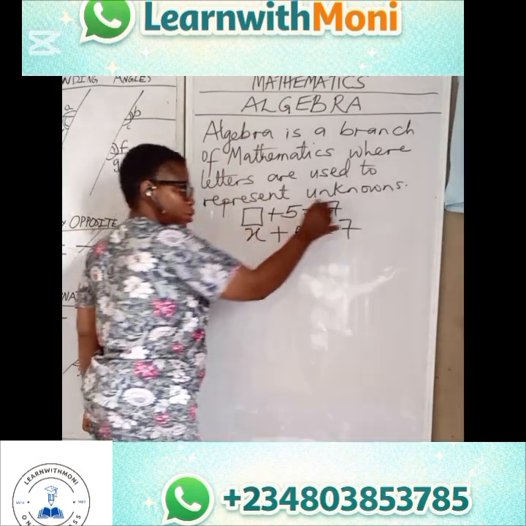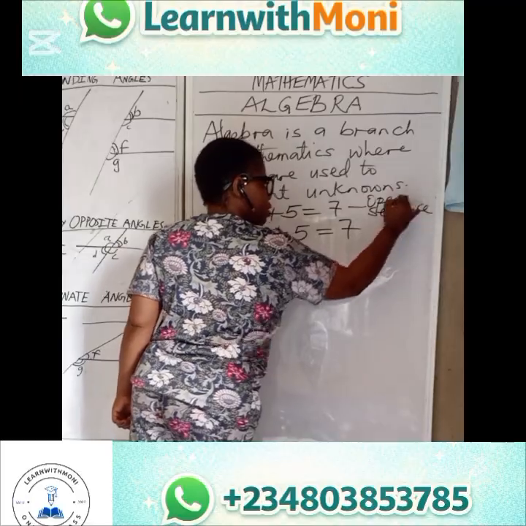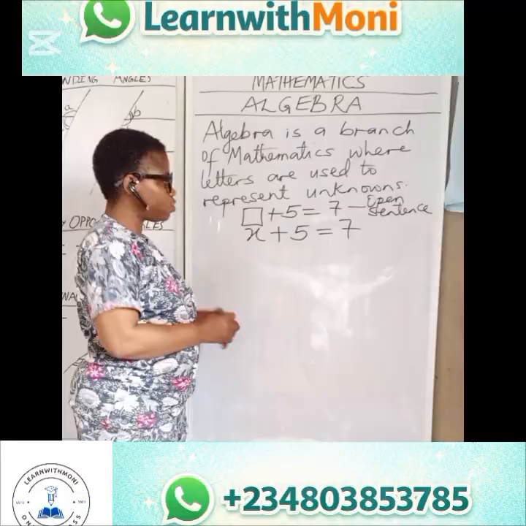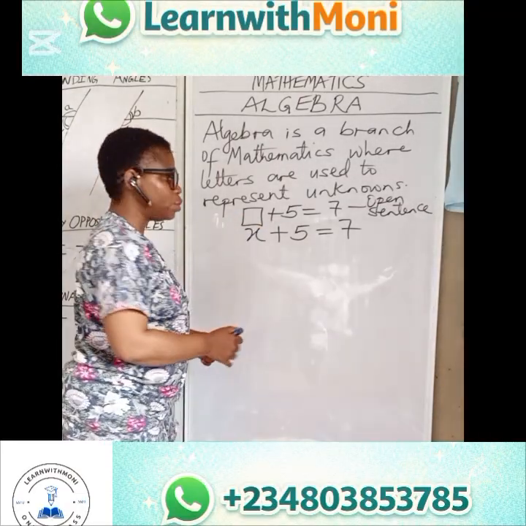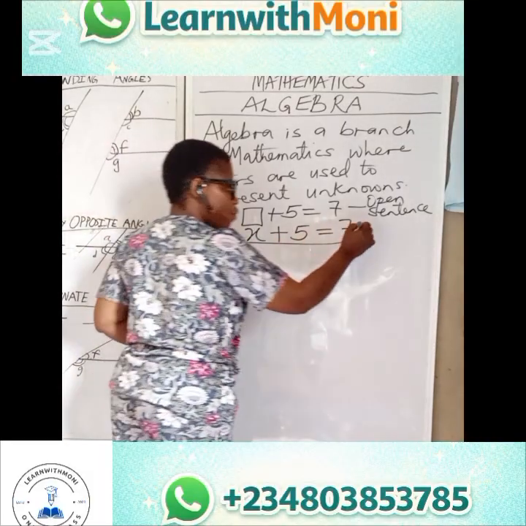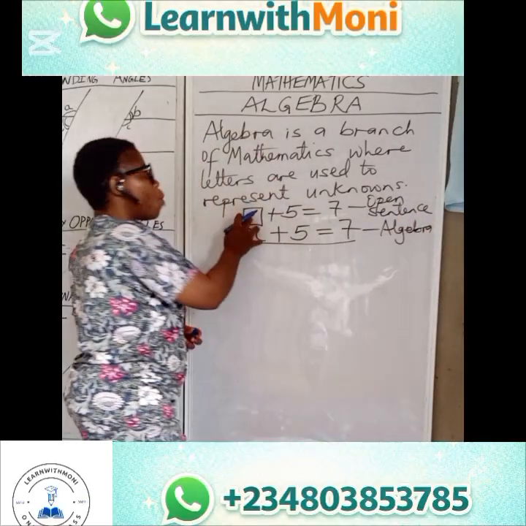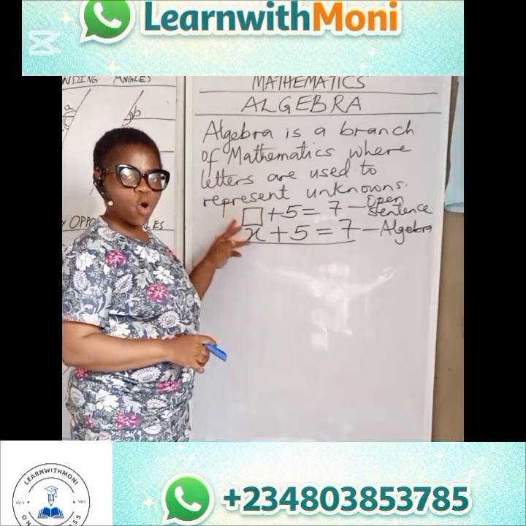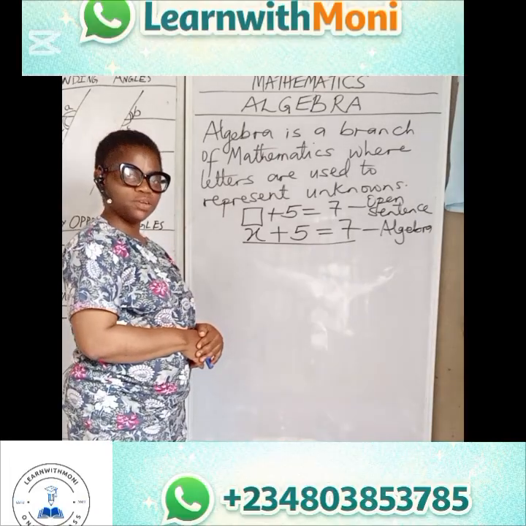I know you are used to this open sentence. This is an open sentence. This is very common between nursery 2 and primary 1. You do questions like this. But by the time you start getting to basic 3, basic 4, you start seeing it in this form. And this is the algebraic form. This is algebra. The only difference between your open sentence and algebra is that instead of the open box you have here, a letter is used to represent the unknown.